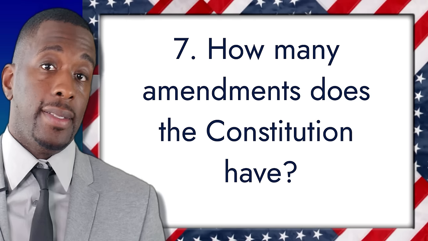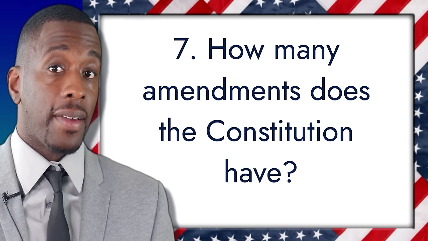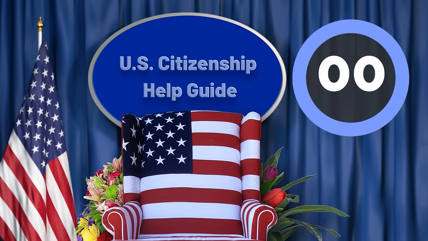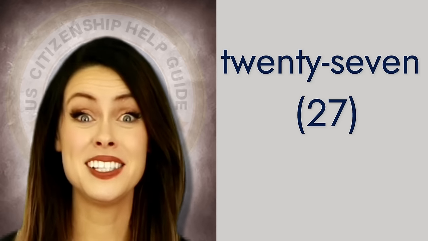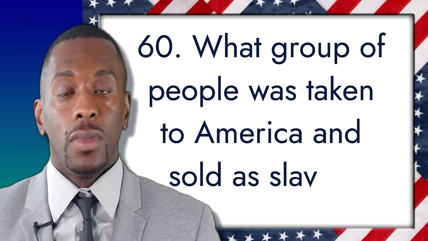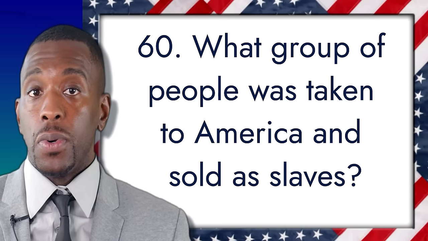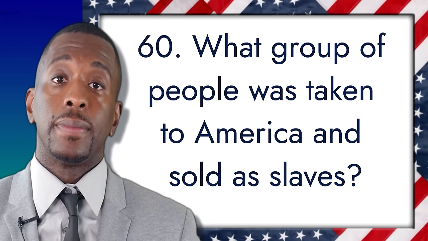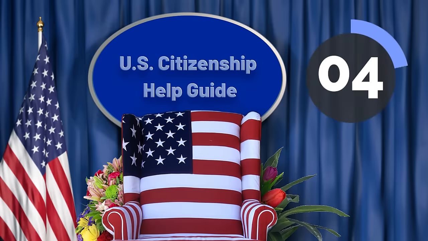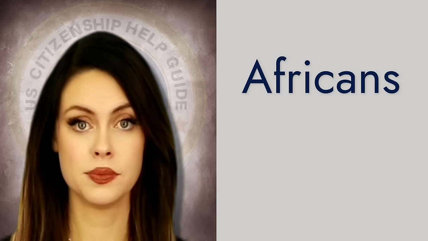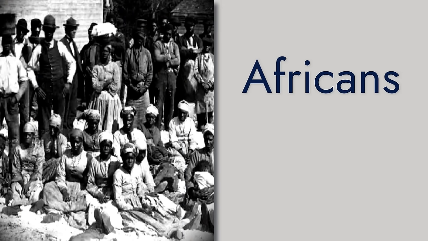How many amendments does the Constitution have? 27. What group of people was taken to America and sold as slaves? Africans.